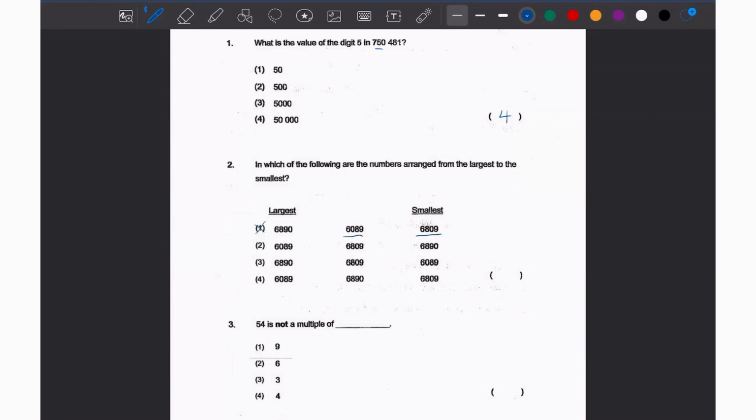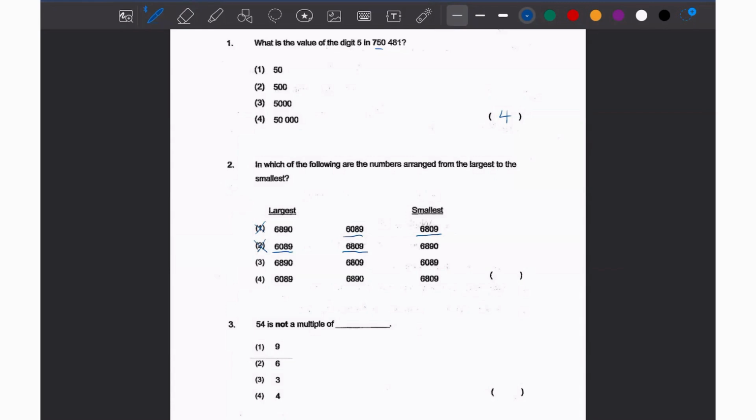Now you check for option 2. 6089 is the largest, followed by 6809, and the smallest is supposed to be 6890. If you look at your largest, 6089 is not your largest, right? Then the middle one, 6809. This 6809 is really larger than this 6089. So it means your option 2 is wrong as well.